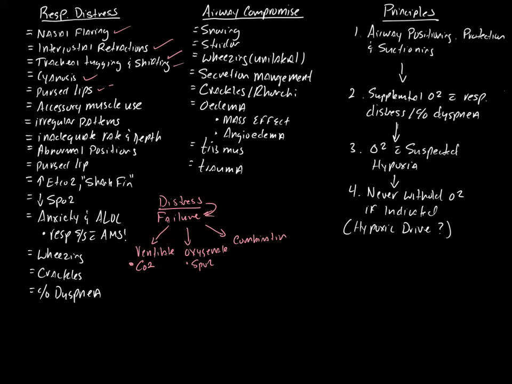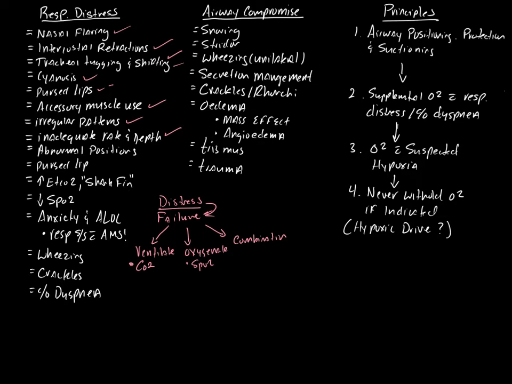Good. Accessory muscle use. Okay, so intercostals, you can have your sternocleidomastoid, right? Substernal as well, diaphragmatic, abdominal muscles as well. So you have lots of different accessory muscles there. Irregular respiratory patterns, right? Shallow, irregular, something like agonal respirations, Biot's, Cheyne-Stokes, okay? Inadequate rate and depth.